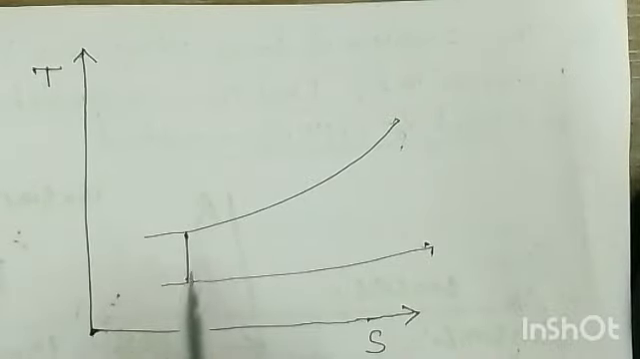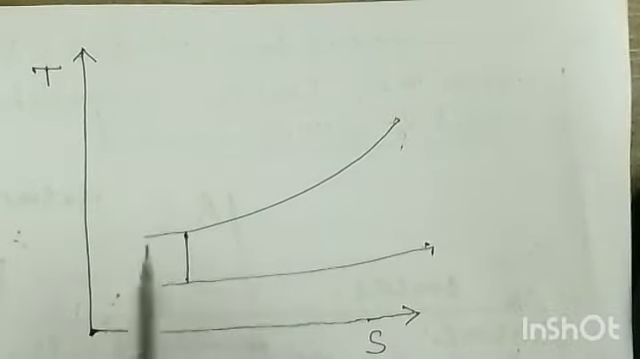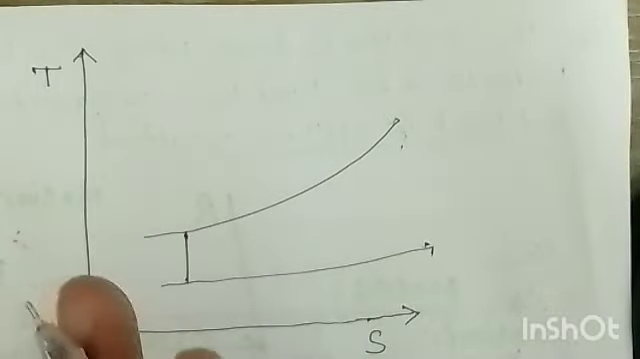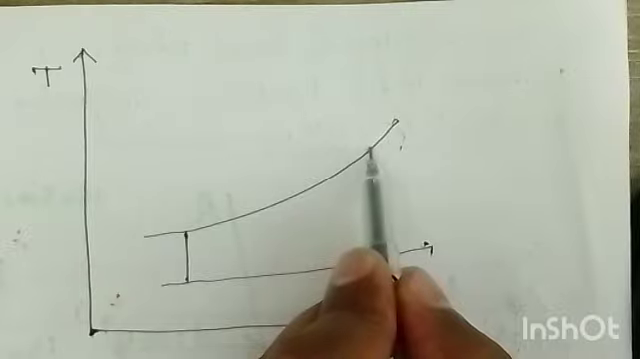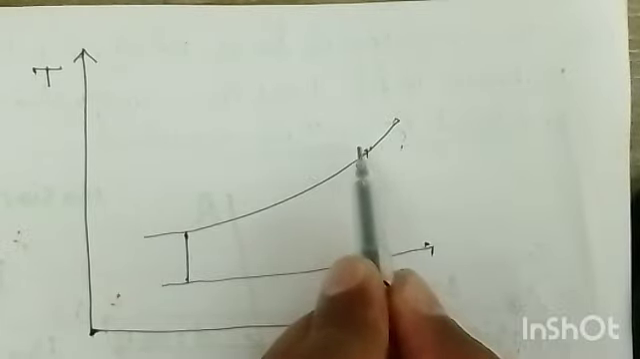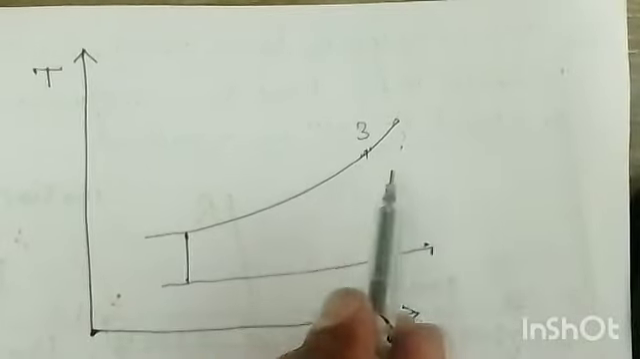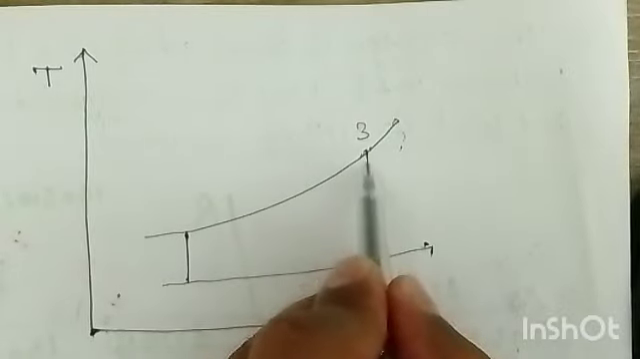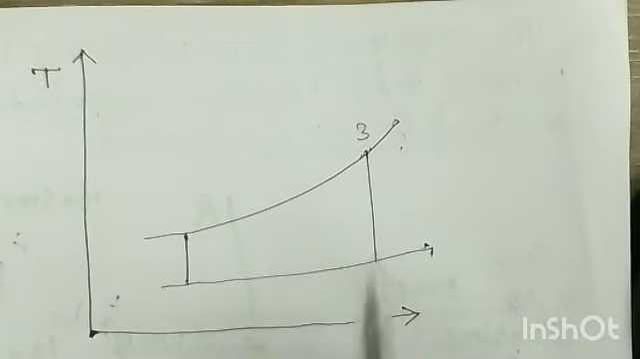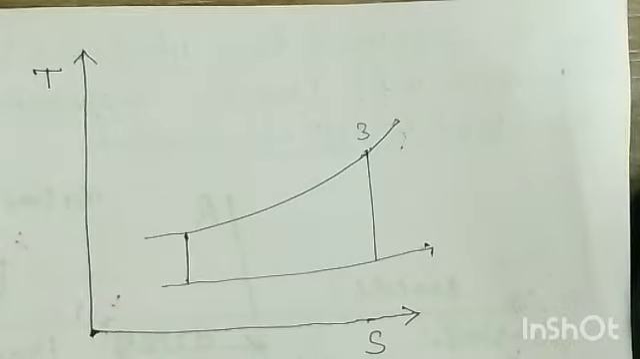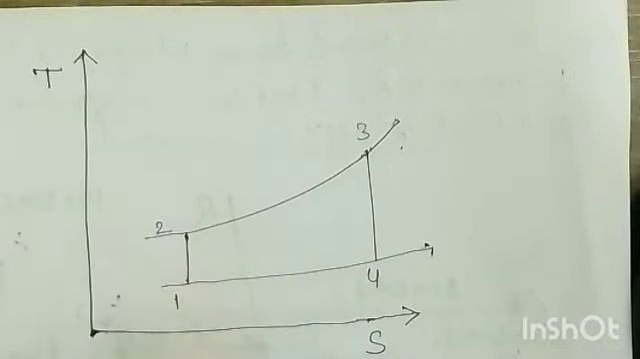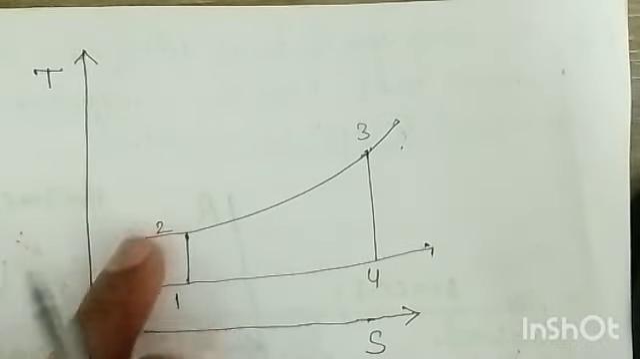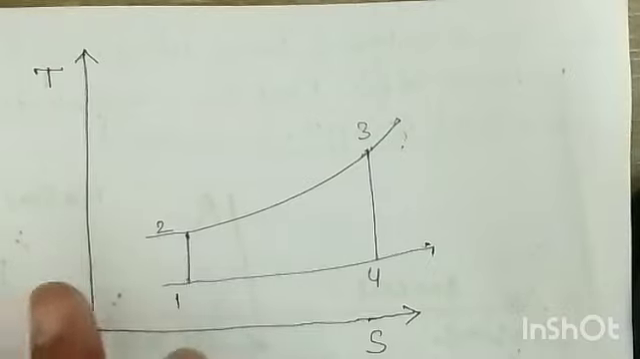So 1 to 2 we have an isentropic compression. First I'll show you the ideal process, right? And then suppose you have added the heat till here, which we call 3. This is the inlet of the turbine, and then we are expanding in the turbine isentropically. So this is 1, and this is your 2, 3 and 4. 1 to 2 is the isentropic compression and 3 to 4 is the isentropic expansion.